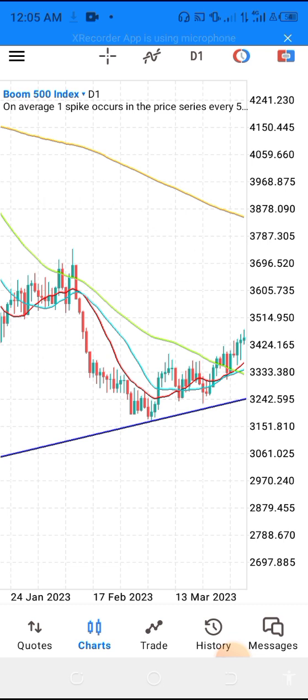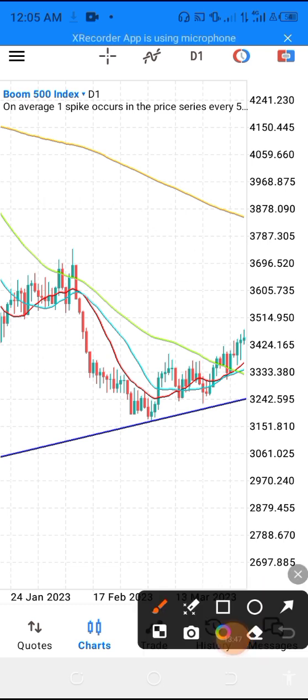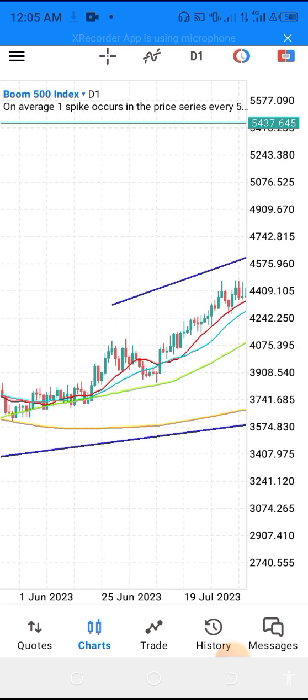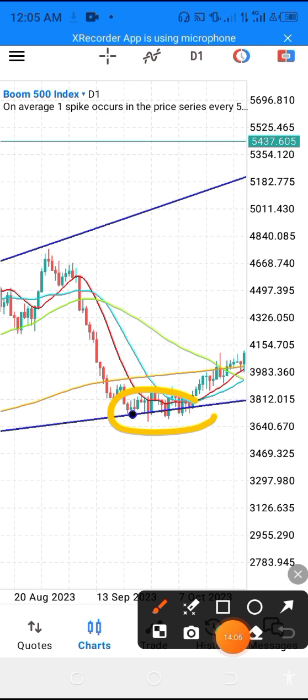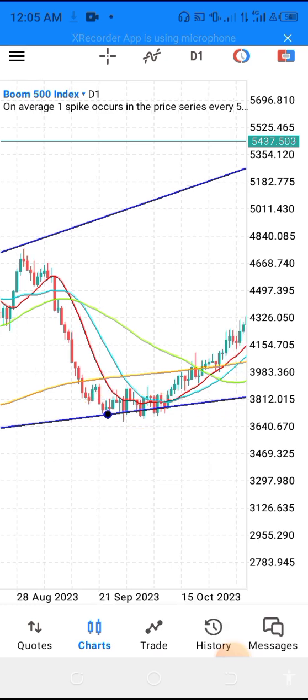From this point it started rallying up, and I now draw my trend line here, up to a point where it is also consolidating here. My dear, just enter. It is going to take you up straight. So you can see what I'm talking about here.